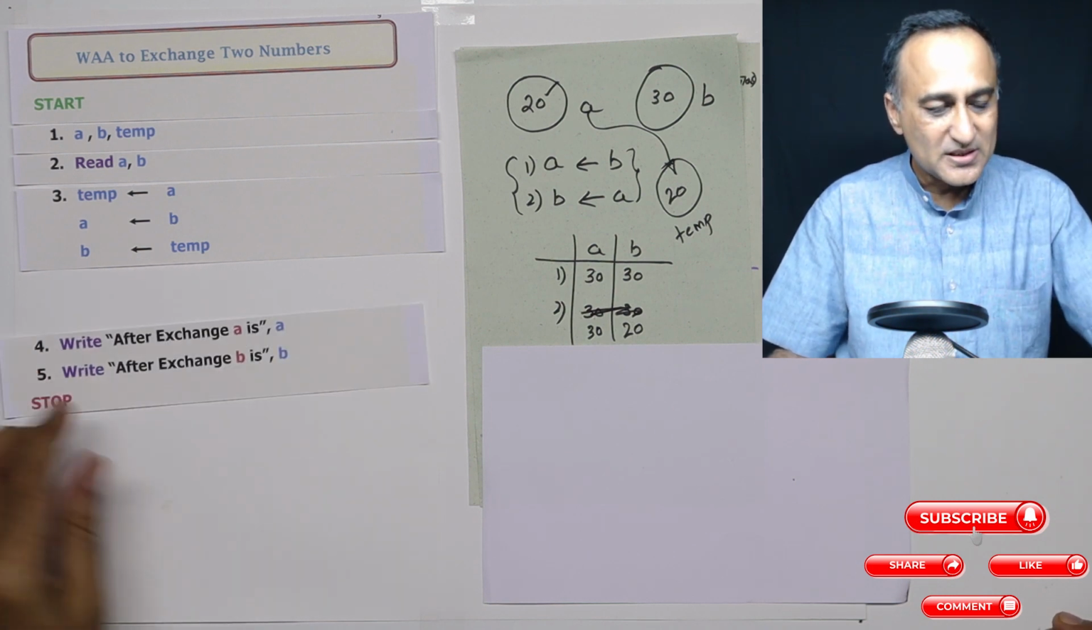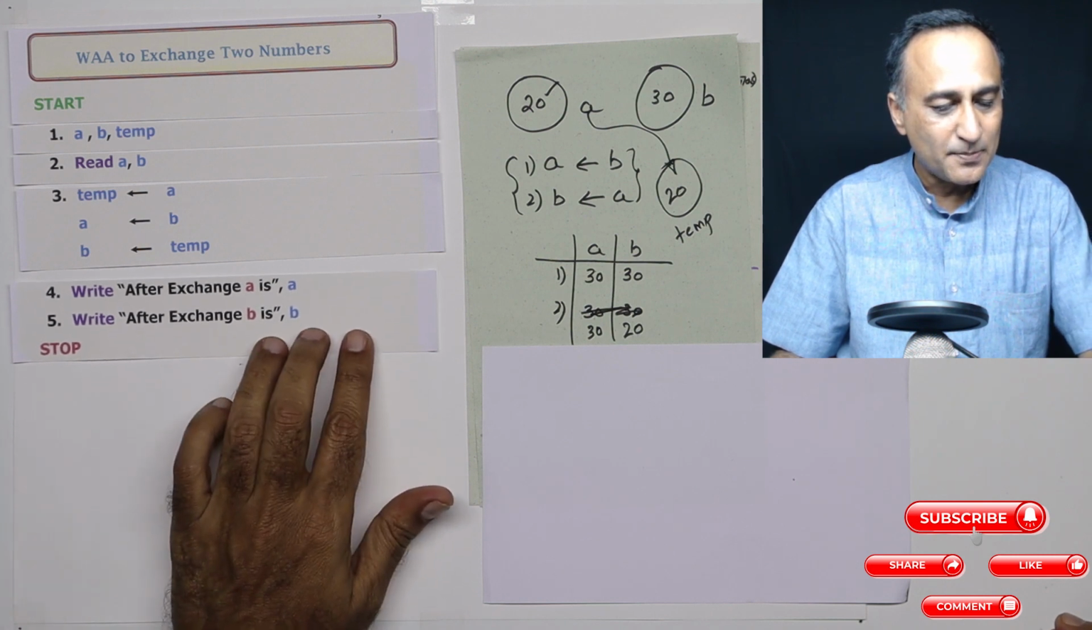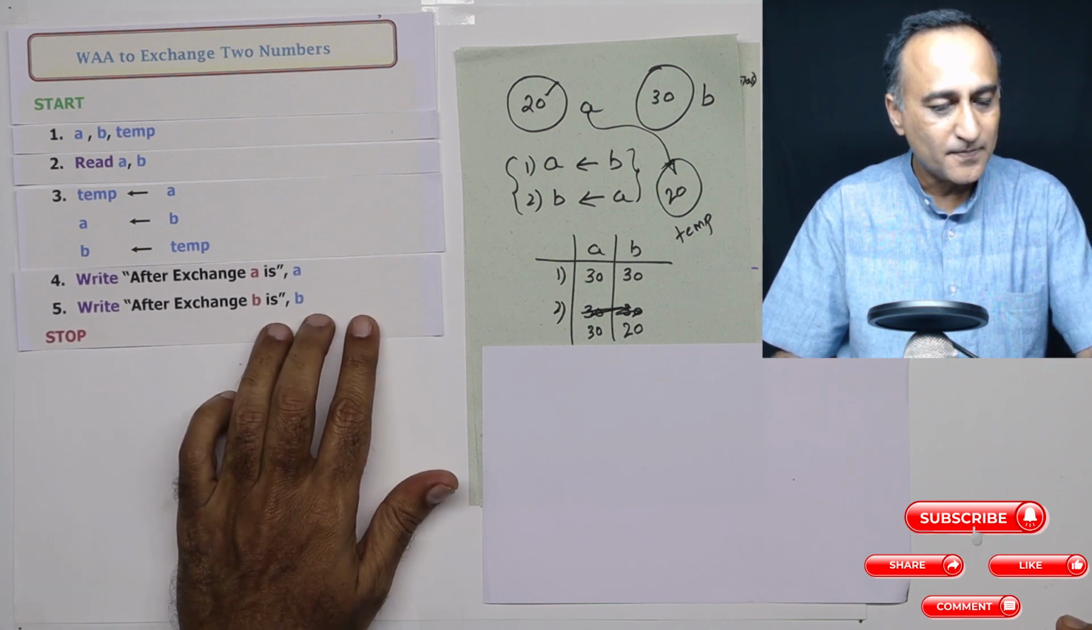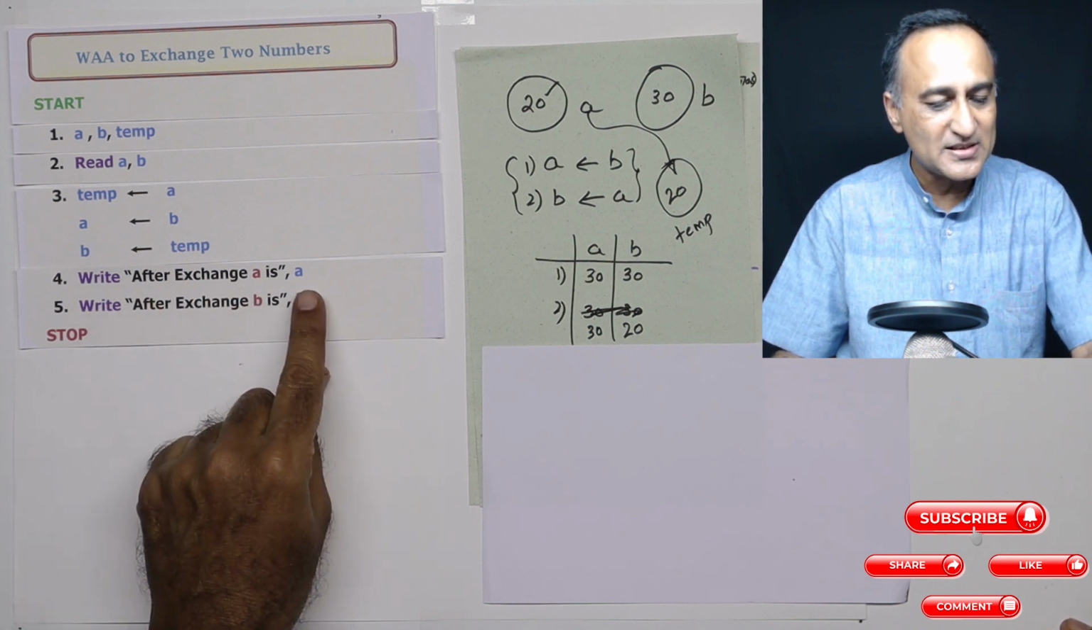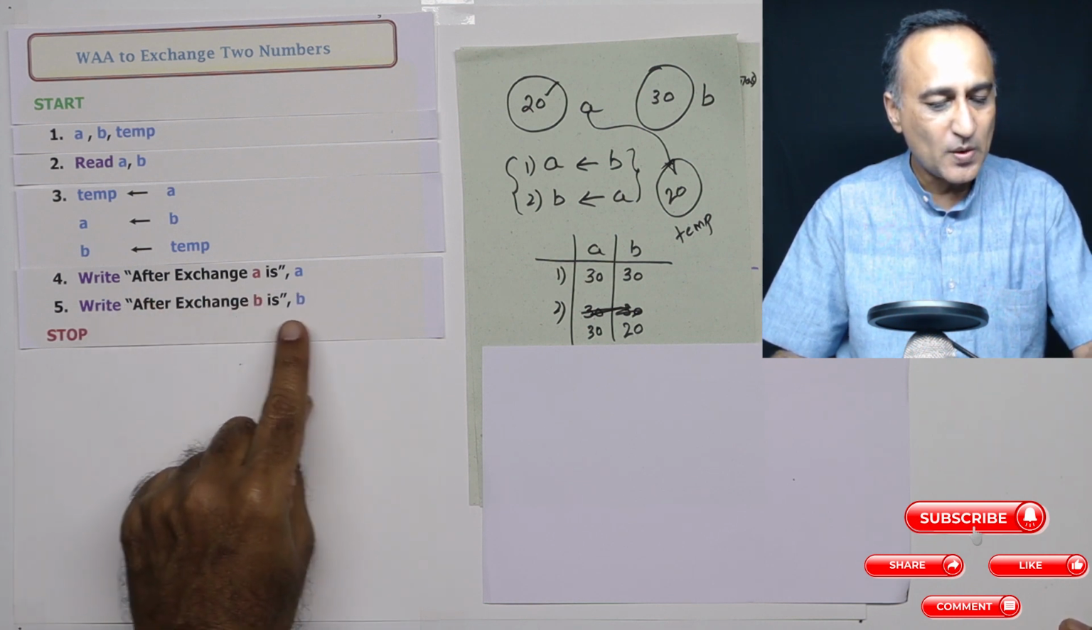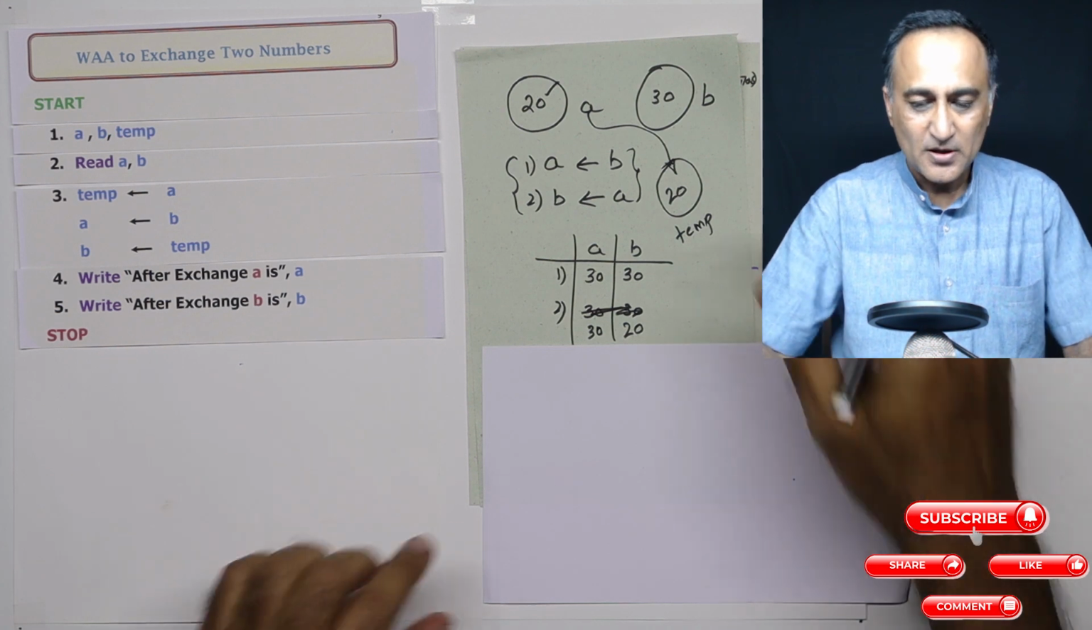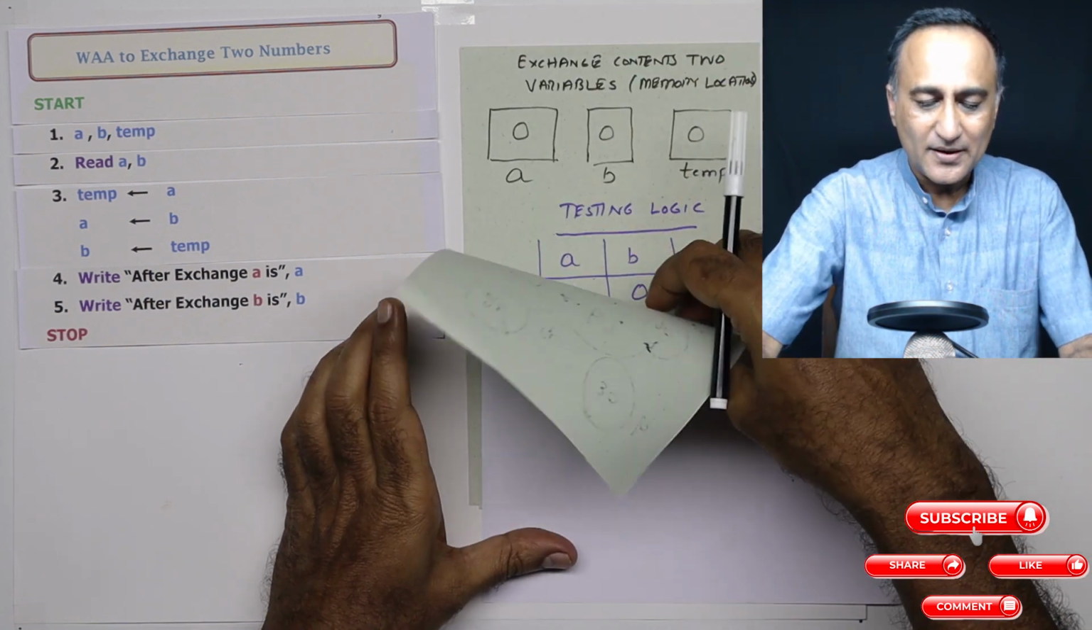And in step number 4 and 5, I can print out the output. So in steps 4 and 5, I am saying after exchange, the value of A is this much. After exchange, the value of B is this much. So what we'll do is we'll try to do a dry run.